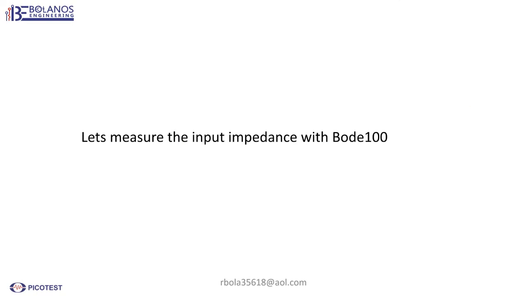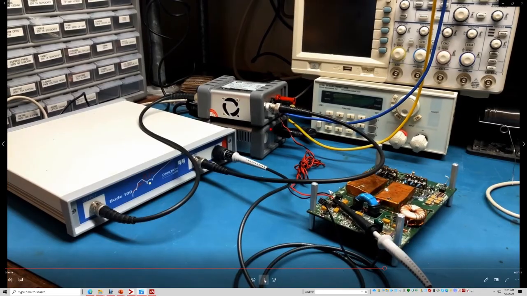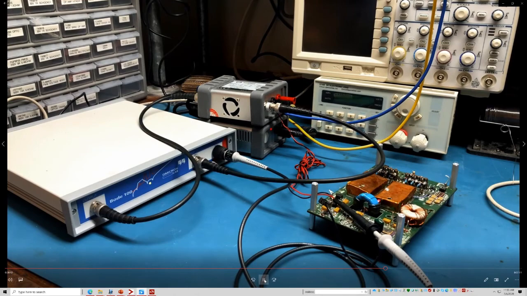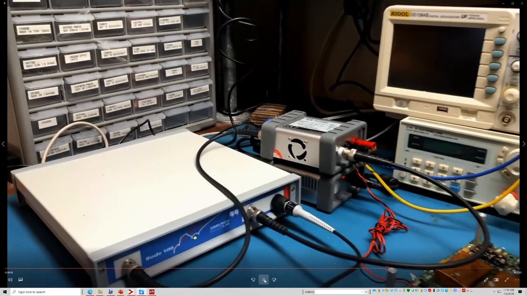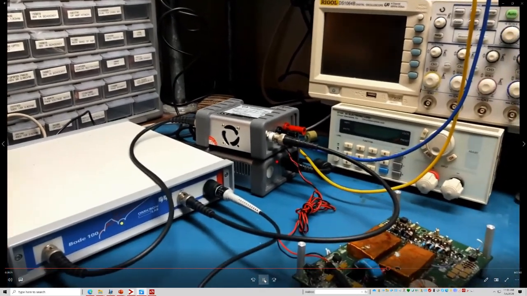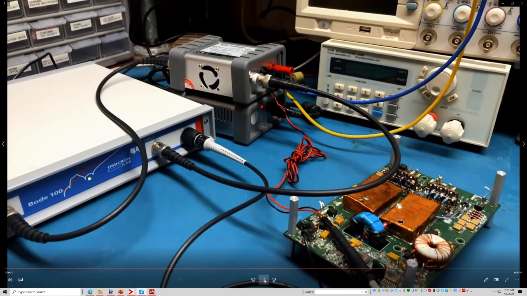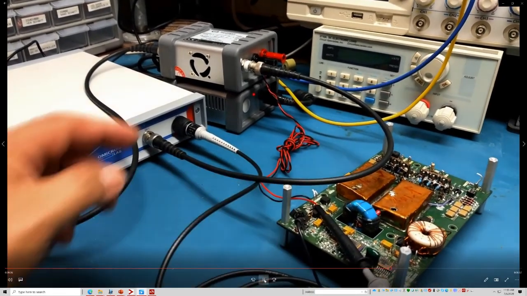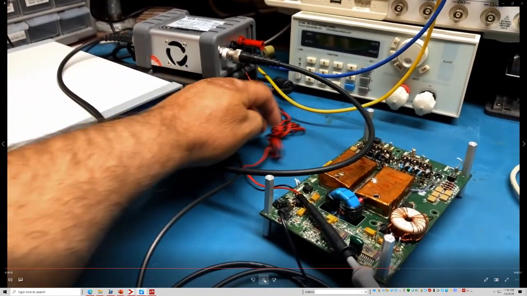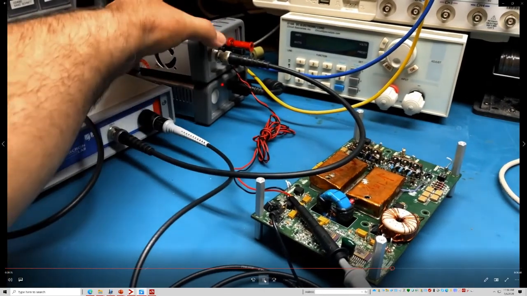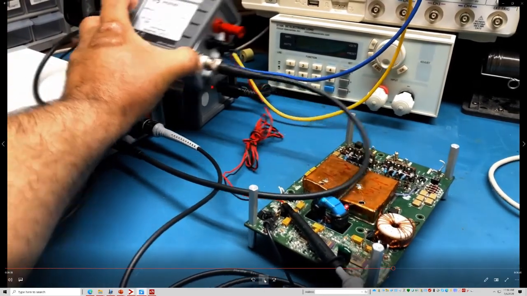Now that we know how to hook it up and measure the impedance, we'll get on with the measurement. This is the input impedance measurement. Here we have the Bode 100 configured to take an input impedance measurement of the power supply. Here's the power supply. To make an impedance measurement, we have to supply 12 volts, and that is going through this Picotest injector.